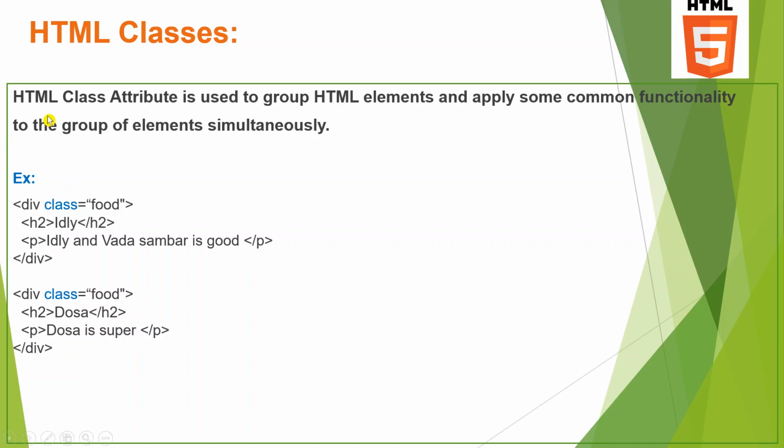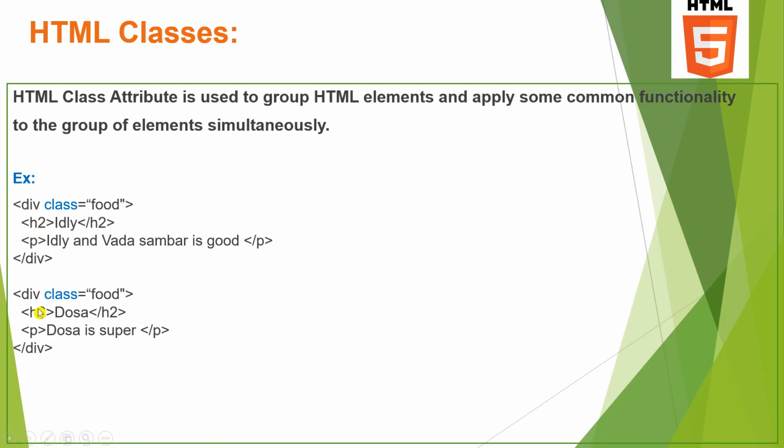Let us try to understand what the class attribute will do. The HTML class attribute is used to group HTML elements and apply some common functionality to the group of elements simultaneously. Let me explain. Say you have an h2 heading and a paragraph element, two elements, and these two elements are wrapped inside a division tag. These two are one division.